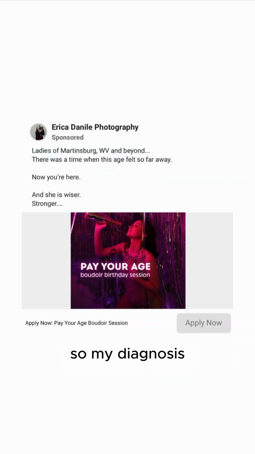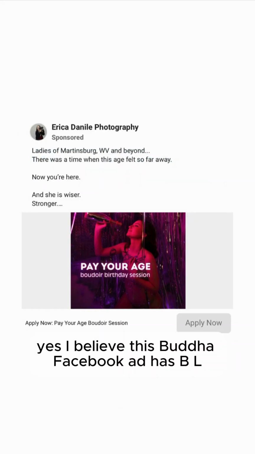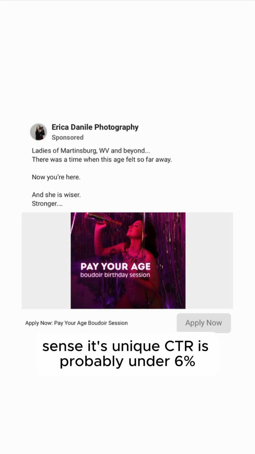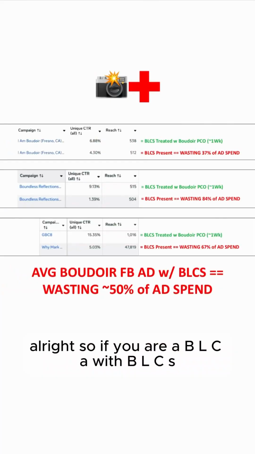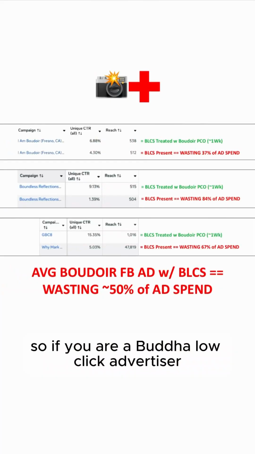All right, so my diagnosis. Yes, I believe this Boudoir Facebook ad has BLCS, aka Boudoir low click syndrome, and, well, since its unique CTR is probably under 6%.